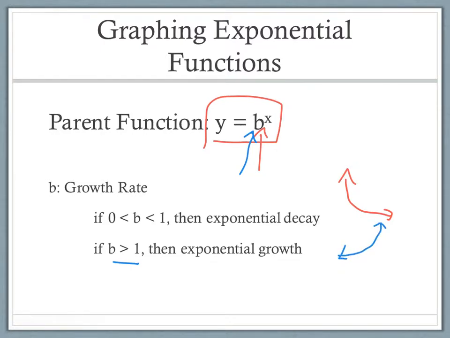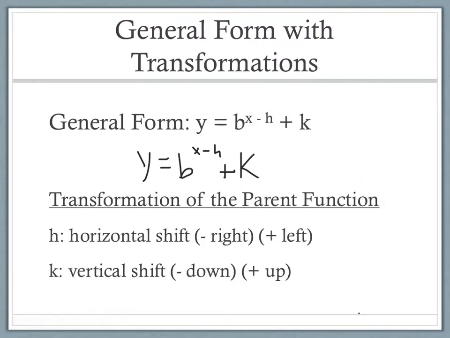Let's go and look at some examples. Go ahead and pause this and copy this down. Alright, so here's the general form when we go to graphing. It's written here, but I didn't like how it looked, so this is what I think looks a little bit better. This is y equals b to the x minus h power, that's an exponent, plus k. And this should look pretty familiar.